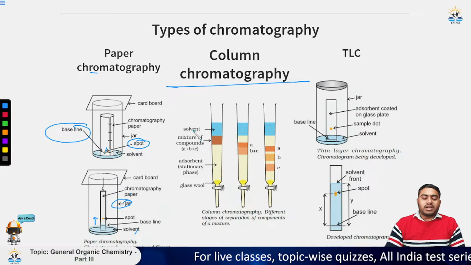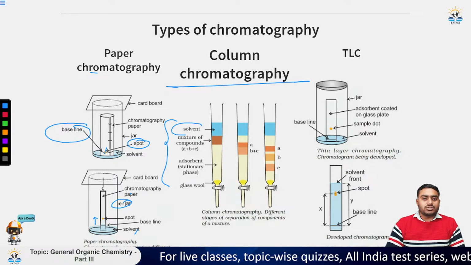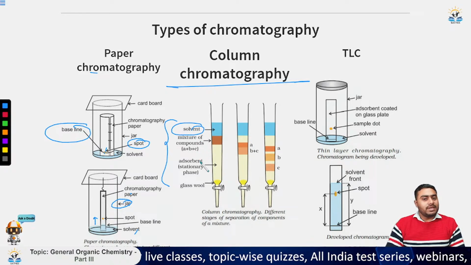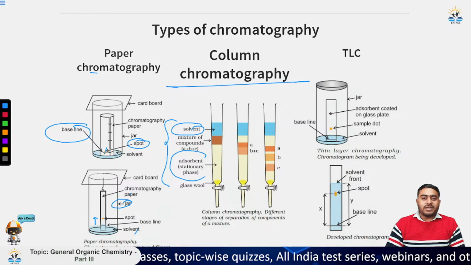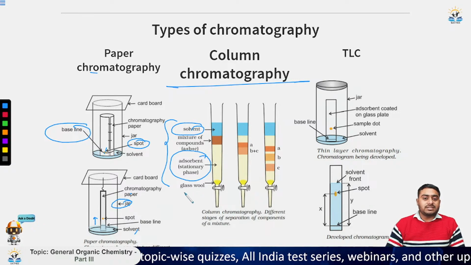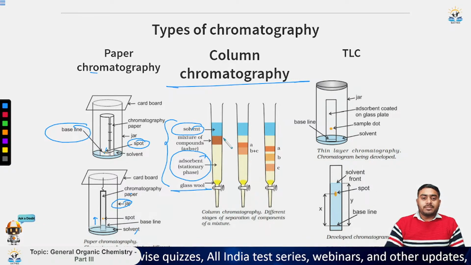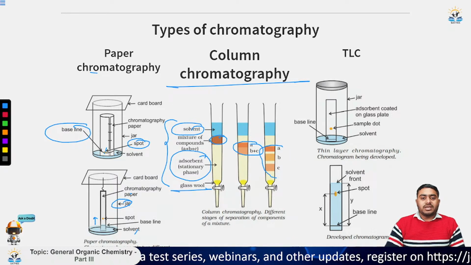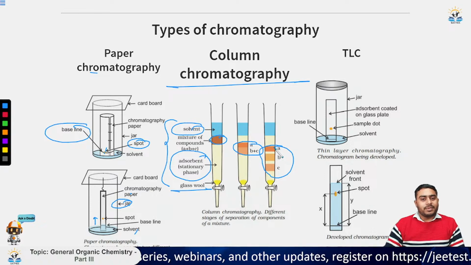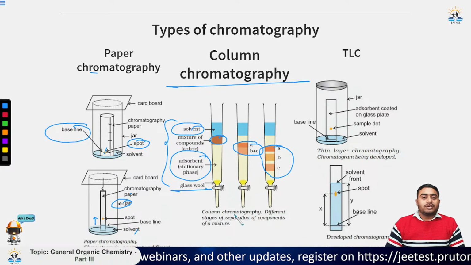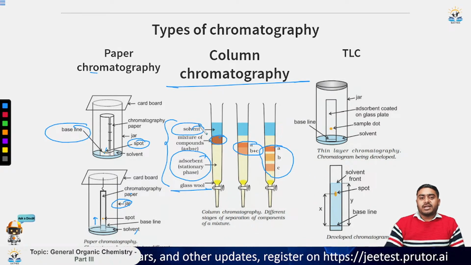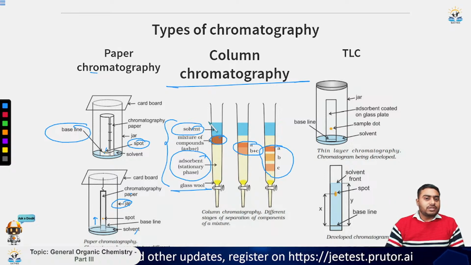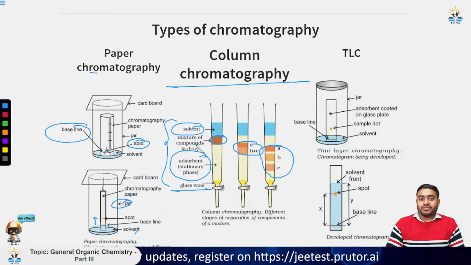Next one is column chromatography. You can see different columns are there. This is solvent, this is the mixture of compounds A, B and C. Then you can see adsorbent, that is the stationary phase, and this is the glass wool. So what happens? This is the mixture of A, B and C. Now you can see the mixture is getting separated, A and then B plus C. Now you can see A and B and C are separated out. So this is the method using column chromatography, right? You can see this is the solvent, and this is the stationary phase, okay.